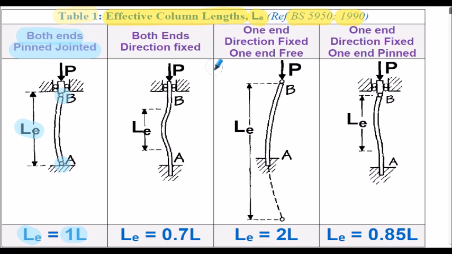meters. The second configuration is when both ends are direction fixed. In other words, ends A and B of our strut here are fixed in translation and rotation. And we're informed that the effective length now is 0.7 L. So if our actual length of the strut was 2 meters, then the effective length would be 0.7 times 2, which is 1.4 meters in our calculations.